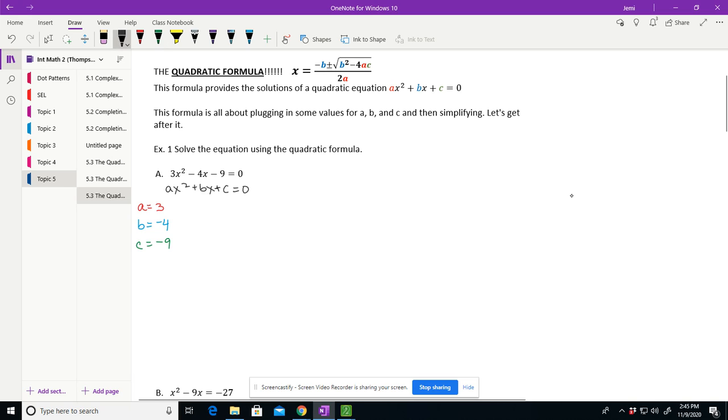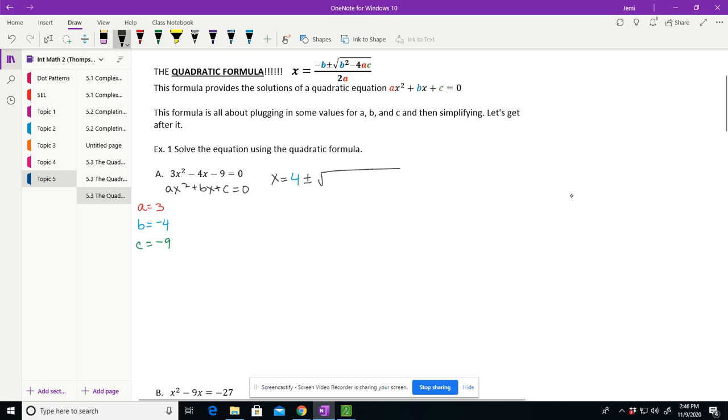So I have the formula up at the top of the page here, and I'm going to build off of just that one. So I get x is equal to negative b. Now b is already negative 4, so when I take the opposite of it for the formula, I'm going to get positive 4 plus or minus the square root of.